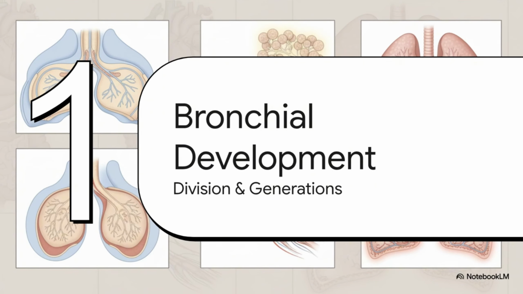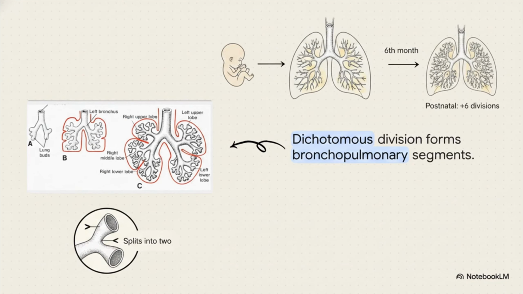Starting off with Part 1, bronchial tree development, focusing specifically on division and generations. It's really fascinating to trace the precise, almost mathematical nature of lung development. The lung buds develop into secondary bronchi, and from there they divide repeatedly in a dichotomous fashion, meaning they literally split into two branches at every single step. This incredibly precise branching is what forms the bronchopulmonary segments of the adult lung. You end up with exactly 10 tertiary or segmental bronchi in the right lung and 8 in the left.